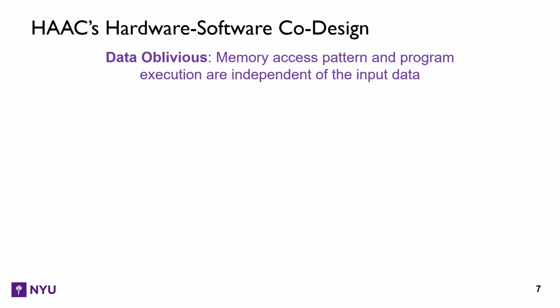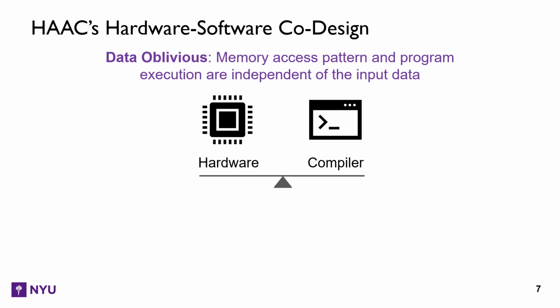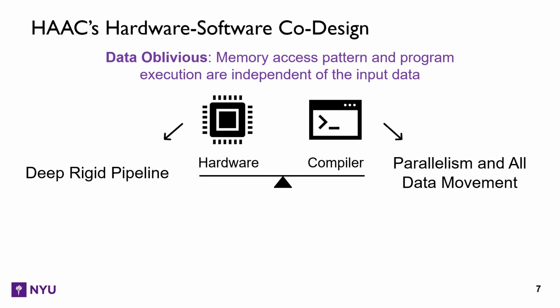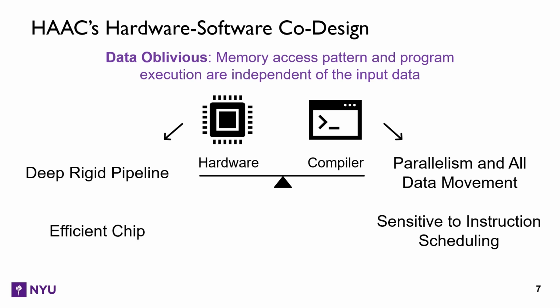The memory access pattern and the program execution are independent of the input data. So it gives us a good chance to apply hardware and software co-design to solve these challenges. We can use a deep pipeline to accelerate each gate and use the compiler to handle the parallelism and all data movement. It could make the performance sensitive to the instruction scheduling, but it gives us a very efficient chip because we don't waste the hardware. The hardware only focuses on its core computation.